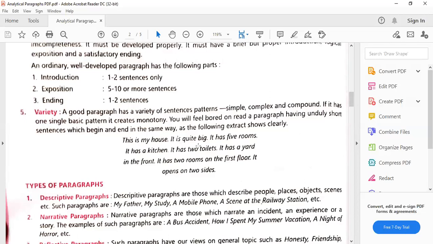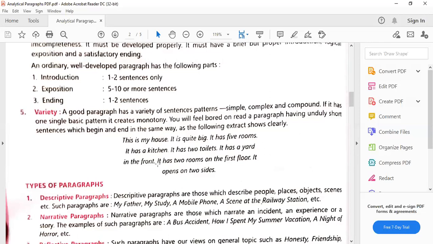This is my house. It is quite big. It has 5 rooms. It has a kitchen. It has 2 toilets. It has a yard in front. It has 2 rooms on the first floor. It opens on 2 sides. What we see in these lines, all these lines are simple sentences used.